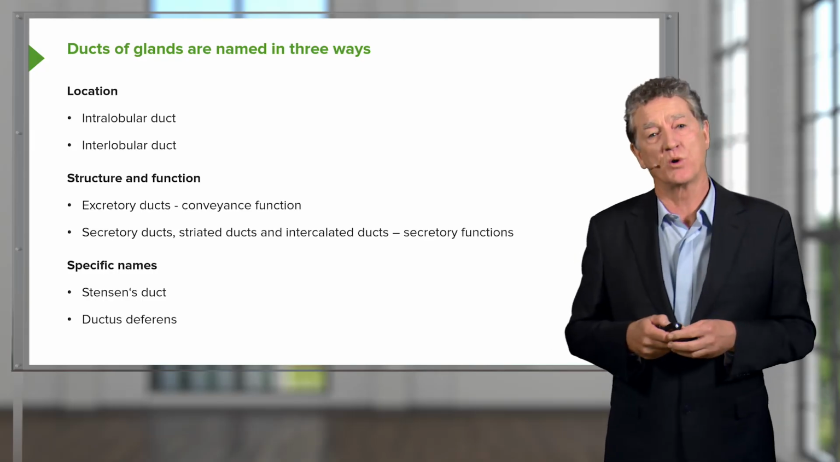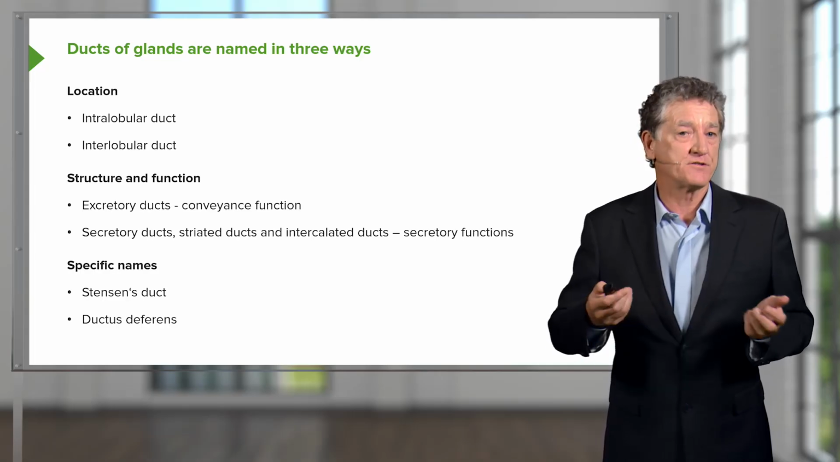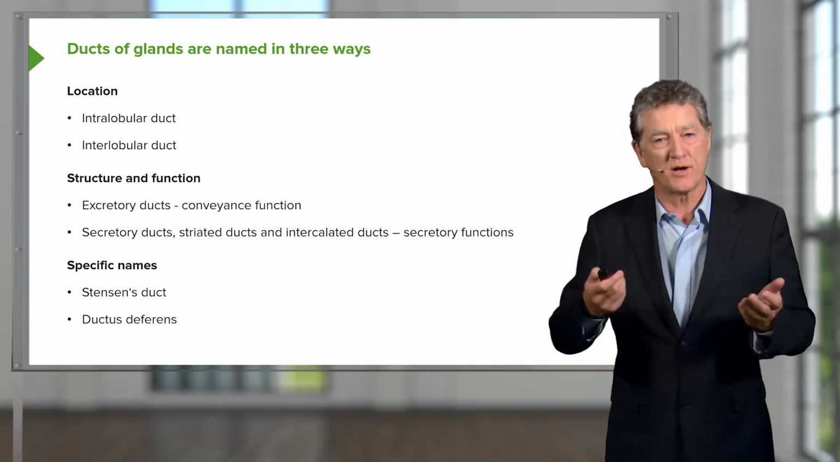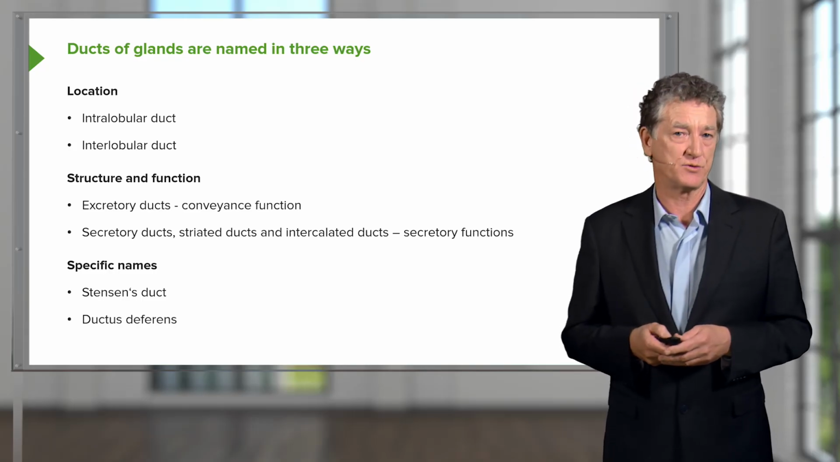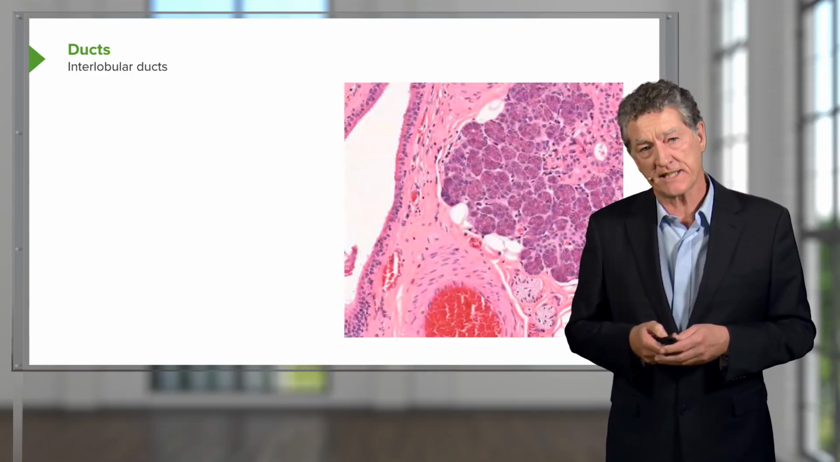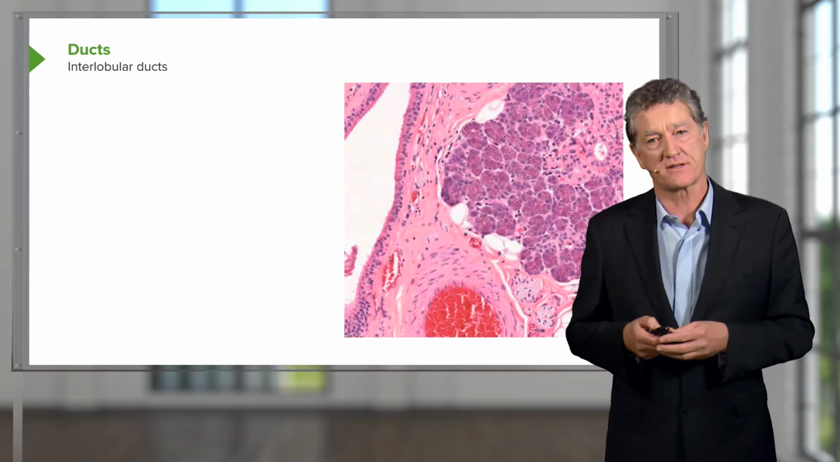Sometimes we name ducts according to where they're located. For instance, the ductus deferens in the male reproductive system. Sometimes they're named after the individuals who first described them. Well, let's have a look at a couple of images illustrating certain ducts.